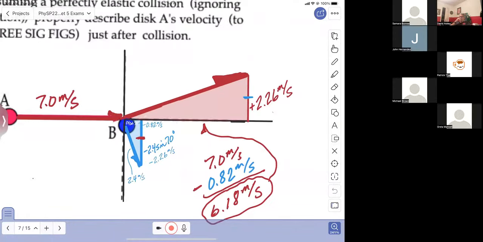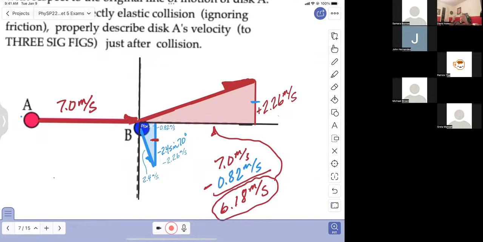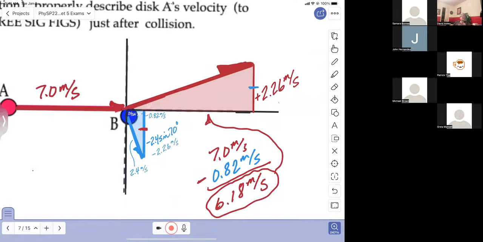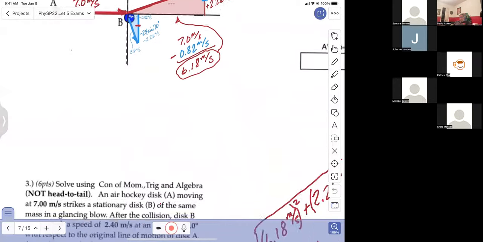Yeah. Well, I knew from conservation of momentum, or velocity in this weird case, that the velocity at the end of the collision in the x direction has to be the same as the velocity before the collision. So the velocity before the collision was 7 meters a second. The x components of those velocities has to still equal seven. And since that's 0.82, I just subtracted that from seven. That's the cheap man's way of doing it. The more sophisticated way would be to do tangent of 20 degrees equals 2.26 over what, and then you'll get 6.18. I didn't do it, but you should. I have confidence in trig.